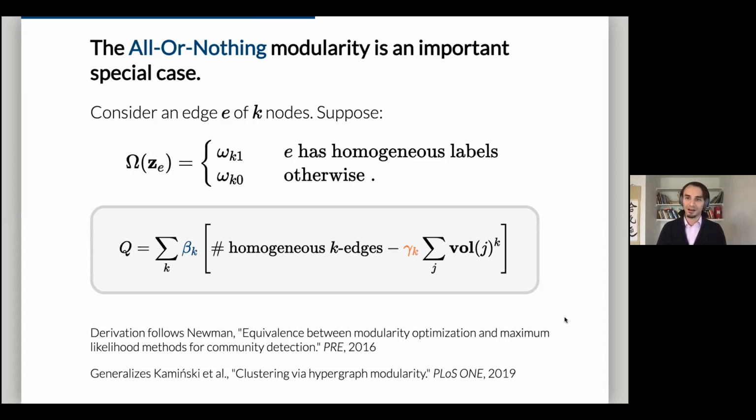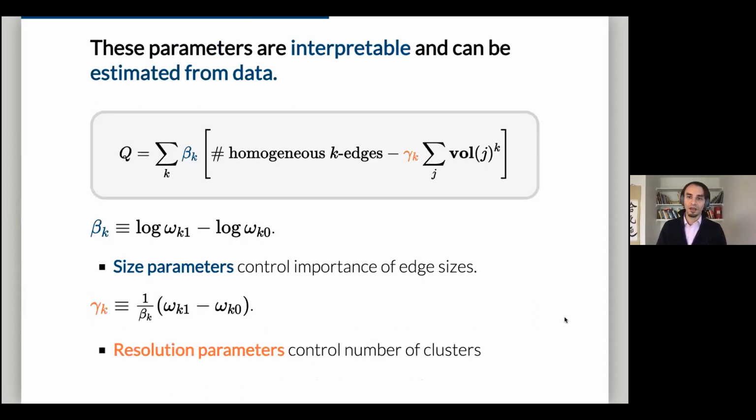The derivation to get here from the previous slide follows directly that of Newman in his paper in 2016 in PRE on this topic. And the resulting modularity objective generalizes the objective of Kaminski et al. in their recent paper that I mentioned earlier. An important point about these parameters, beta and gamma, is that they are interpretable and can be estimated from data. So the size parameter beta controls the importance of edge sizes. If, for example, you set beta_4 equal to 0, that says ignore hyperedges of size 4, they don't figure into the objective. And it can tell you, okay, when you adaptively estimate these parameters, how important are edges of any given size in enforcing the given cluster structure.